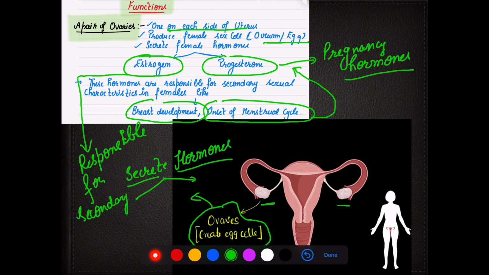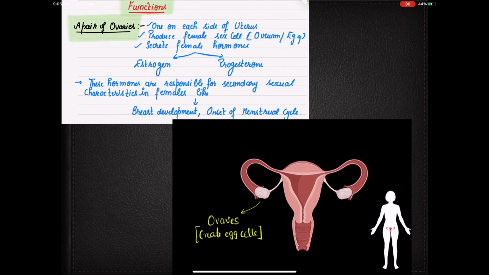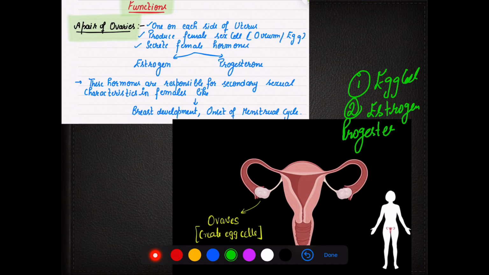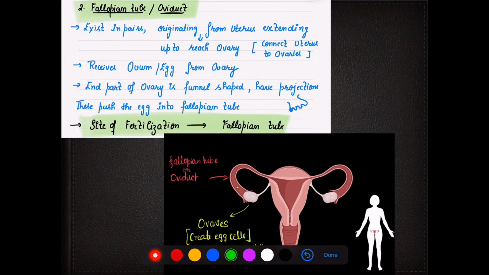So what is the function of the ovary? First is to release the egg cell, and second is to secrete female hormones. Which are the female hormones? Two main important hormones, estrogen and progesterone. Clear? Let's move to the next part.